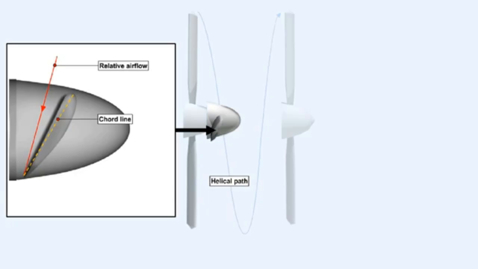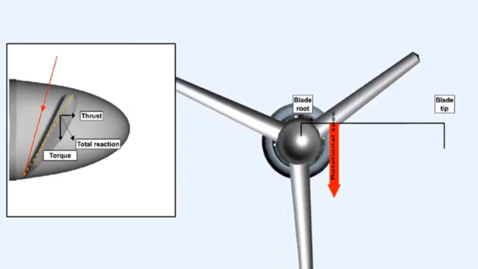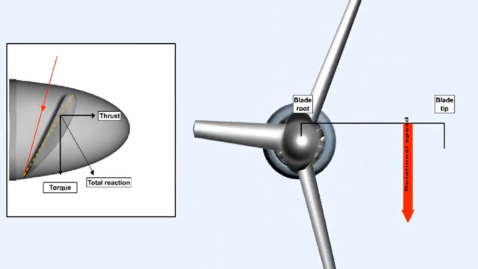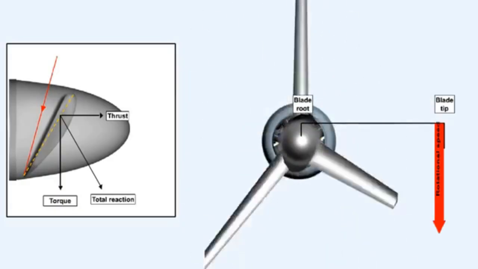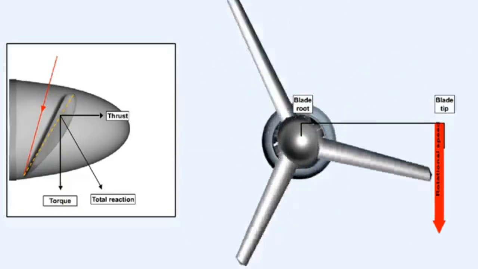The angle between the relative airflow, the actual path the blade describes through the air, and the chord line of the blade is called the angle of attack. The angle of attack is kept quite small, usually between 2 to 4 degrees. As the blade rotates at this small, positive angle of attack, a thrust force is generated, very similar to the way in which lift is generated on a wing.